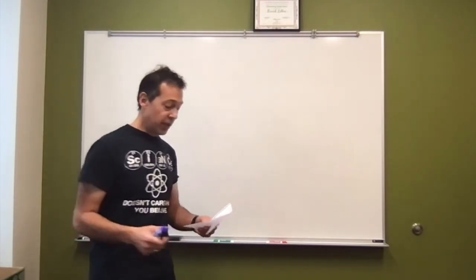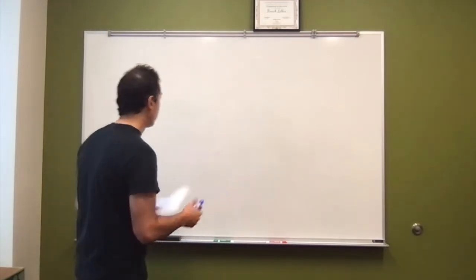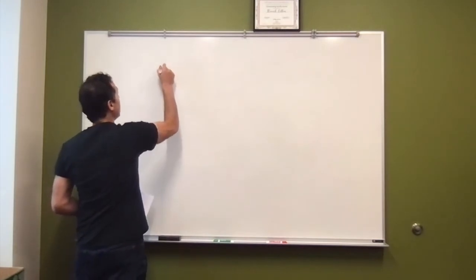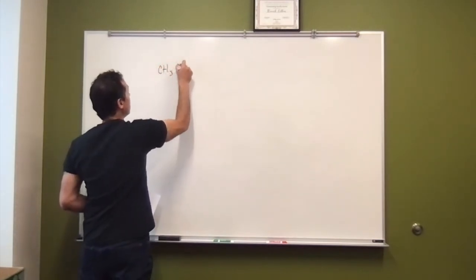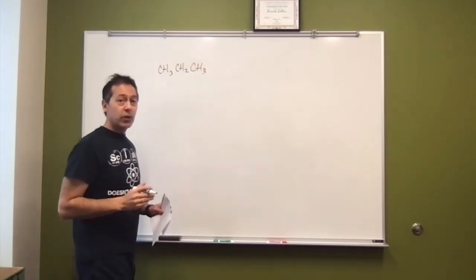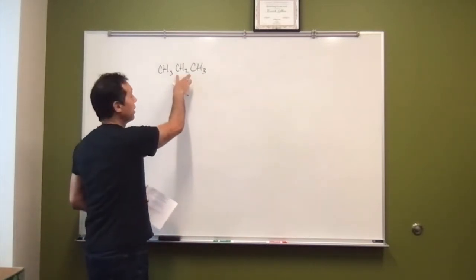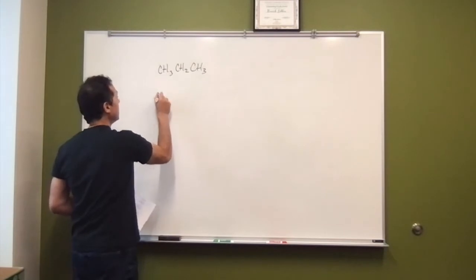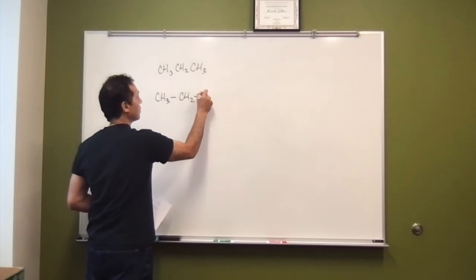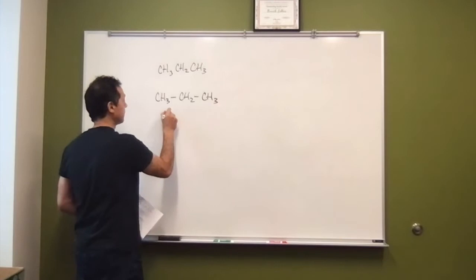So for example, if I were to draw a molecule of propane, propane might look like this. CH3, CH2, CH3. And if we were to do that like a skeletal structure, we might put some single lines in here. So we might go like this and go CH3 dash CH2 dash CH3. Okay, and this would be propane.